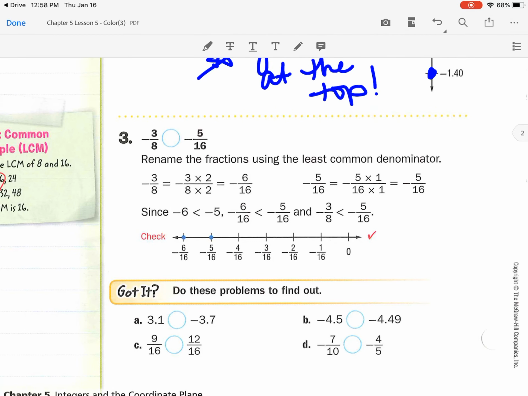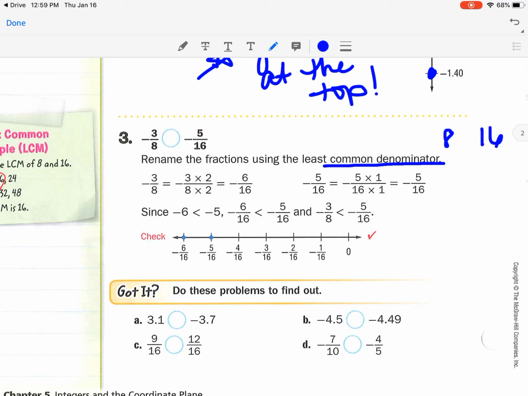we can see that here we are looking at two negative numbers, and we're looking at fractions. So now I have negative 3/8, is it greater than, less than, or equal to negative 5/16? The first thing that we have to do when we are comparing fractions is we have to have a common denominator. You cannot compare these fractions unless you have a common denominator. So I'm going to look at my denominators, which are 8 and 16, and I'm going to come up with my least common denominator, otherwise known as my least common multiple.